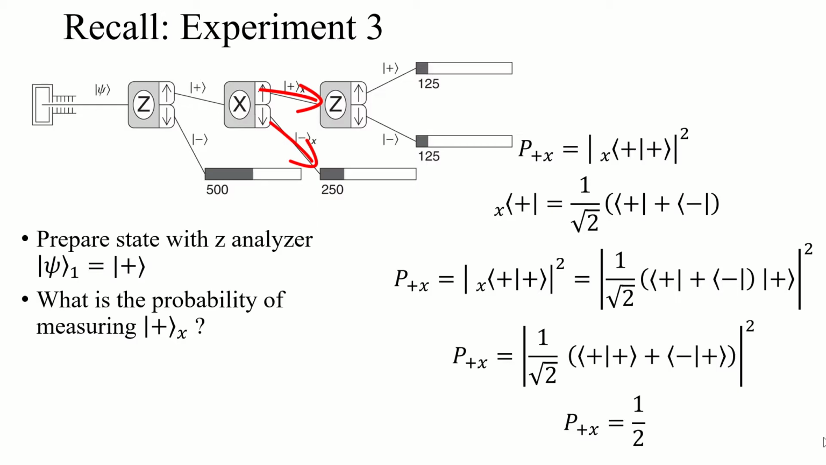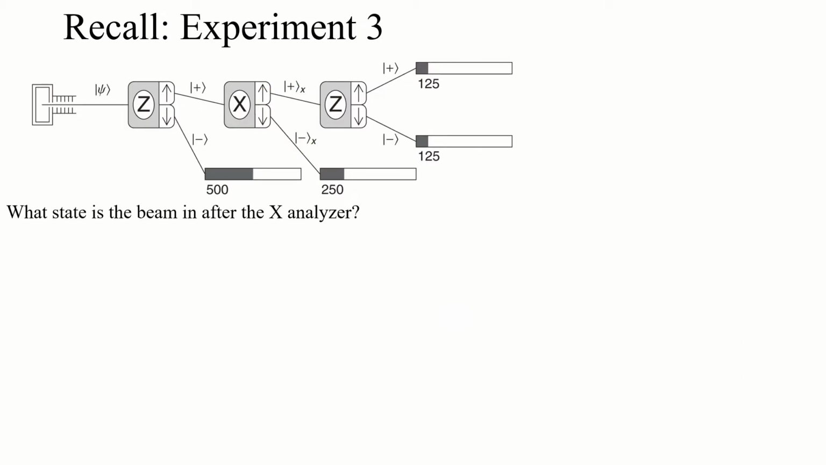half were spin down. So now that we know there's a 50% chance that the spin up in the Z direction beam going through the X aligned Stern-Gerlach analyzer will result in a spin up in the X direction measurement, we can ask what state the beam is in after that X Stern-Gerlach analyzer. We already know that this is going to be spin up in the X direction, but this is a good chance to actually look at postulate 5, which we discussed in the last few video lectures, and apply it to this situation.